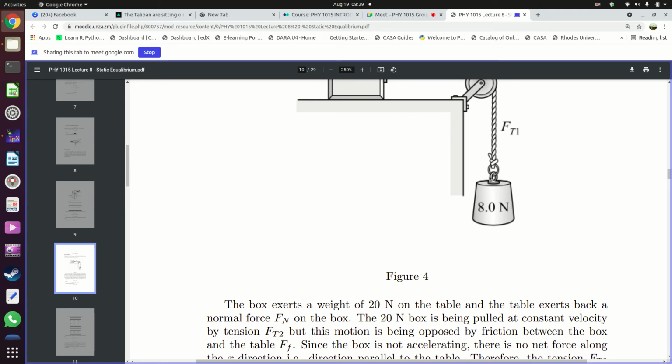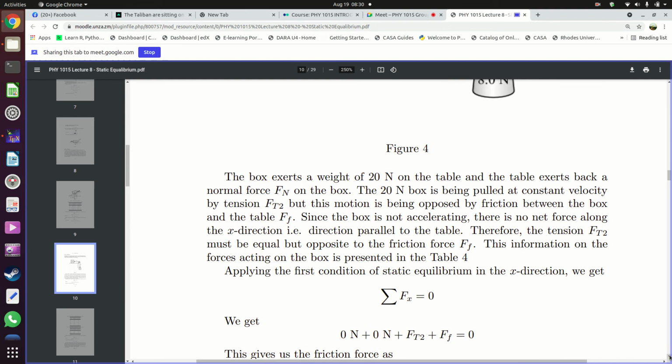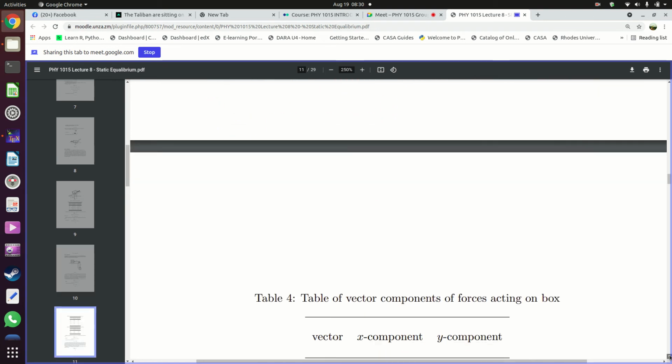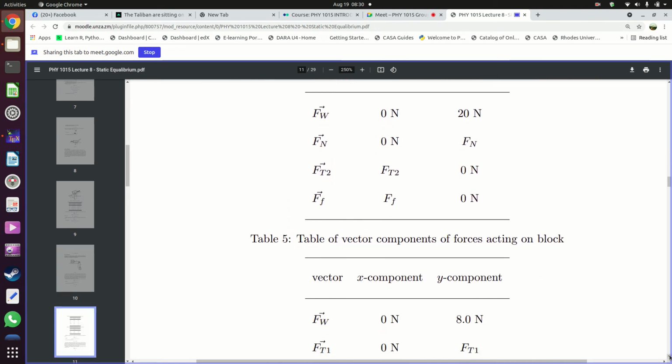Then we notice that there is a tension in this rope. So the tension will be at 90 degrees. Then the weight of the object will be down. So that weight of the object will be at 270 degrees, like previously. So the tension in this rope will be at 90 degrees. The weight of this particular object here will be at 270 degrees. So we can work out the components of this particular object. And that's where this other table comes in.